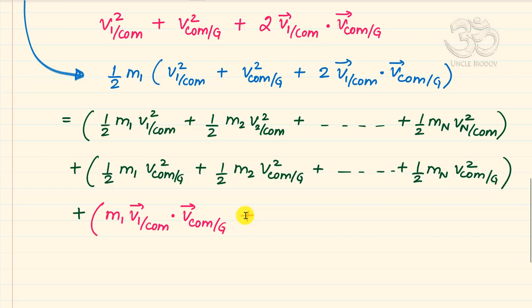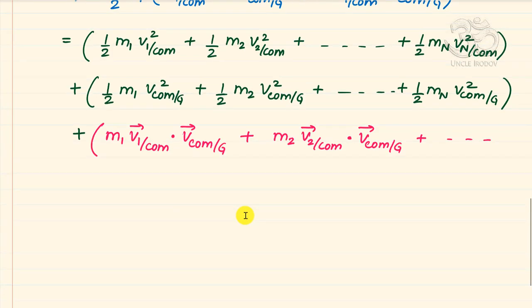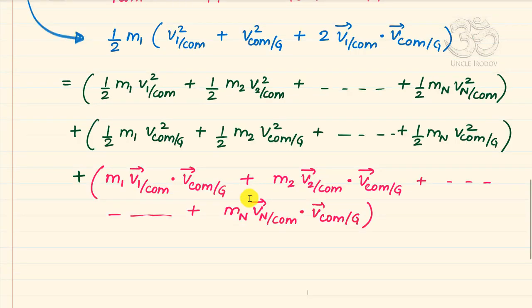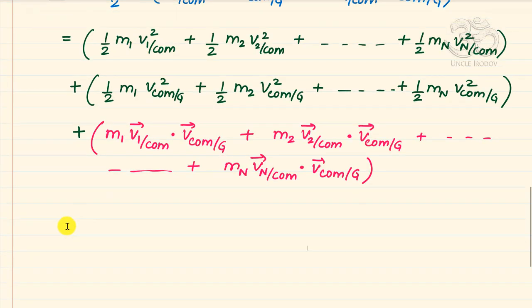The second term will be m2 v2 with respect to center of mass dot v center of mass with respect to ground plus, and so on, and I'm going to end up with the last term, that is mn Vn with respect to center of mass dot v center of mass with respect to ground. Okay, cool. So what do the green brackets give me?